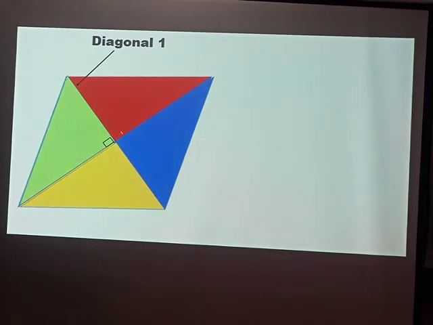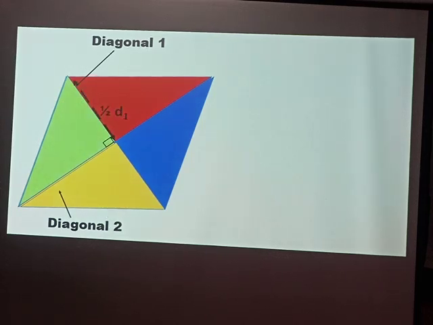We shall take that as diagonal 1. Then guess the longer one. Of course, the longer one will be diagonal 2. Remember, my 4 triangles are still there.